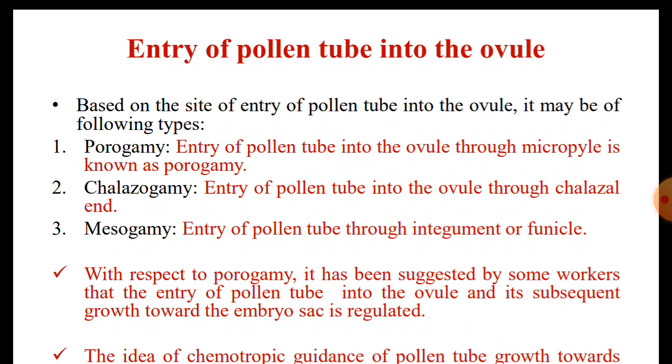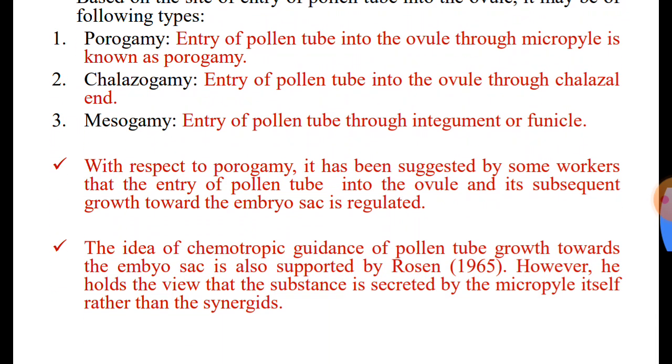The pollen tube may enter into the ovule from three sides. It may enter through the micropylar region, then it is known as porogamy, or the pollen tube may enter into the ovule through chalazal end, then it is known as chalazogamy, or it may enter into the ovule through integument or funicle, then this is termed as mesogamy.